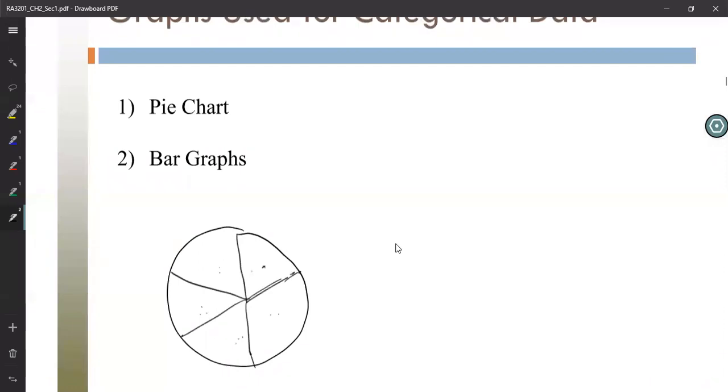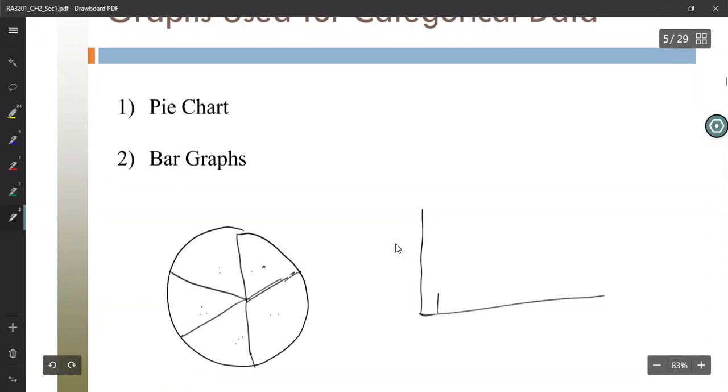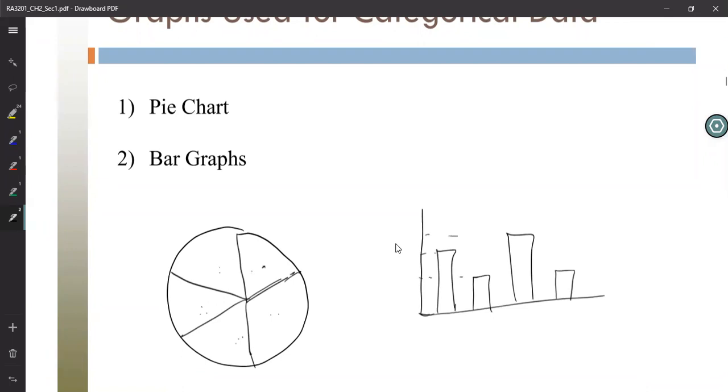If you use software, you can find several different types of pie charts in 3D, some pieces coming out, with different colors or different patterns. You can draw them very nicely. Then the bar graph is where you have X and Y axis, and according to the percentage or the frequency, you can draw the bars. The height of each bar will represent the number of occurrences or the percentage. It can be either frequency or the relative frequency.